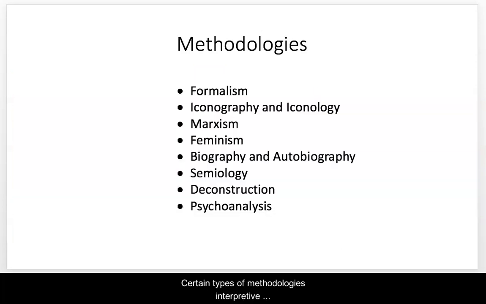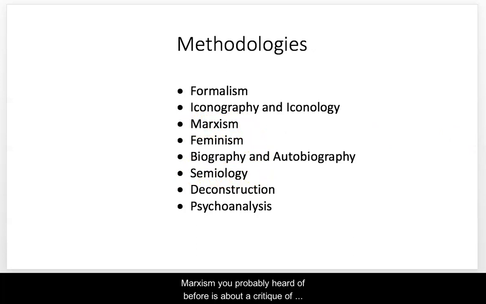So there's certain types of methodologies, interpretive approaches, we could say, and they're often used in combinations. We're going to look at only two main ones that I want to talk about, formalism and iconography or iconology. Some of these other things are important. We'll use some biography and autobiography maybe in a few time periods, not early on. And then we'll use some semiology, which is the study of symbols and signs.